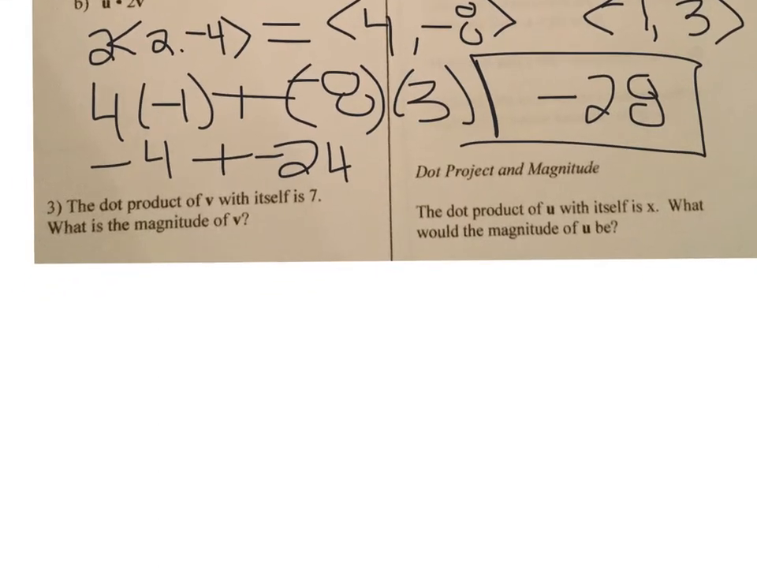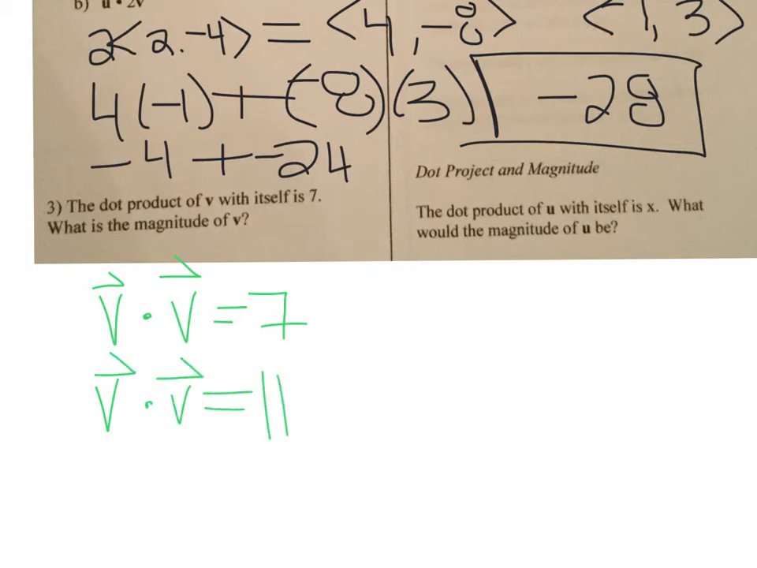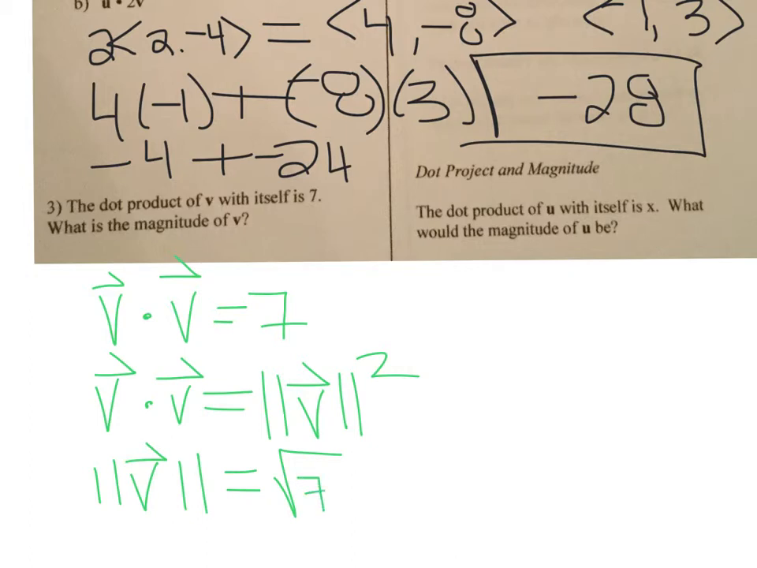Well, these problems, actually. It says that the dot product of v with itself, so v dot v, equals 7. What's the magnitude of v? Well, we also know that v dot v equals the magnitude squared. So the magnitude of vector v should be the square root of 7, because what I did was I set these two things equal and square rooted both sides.